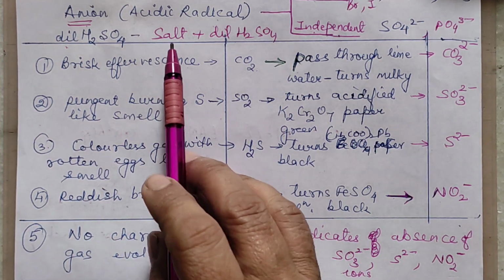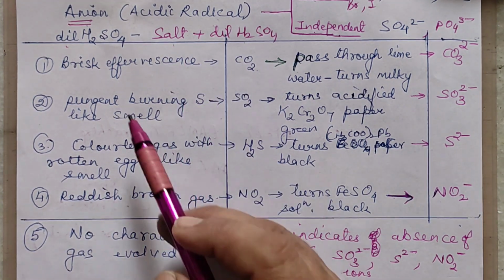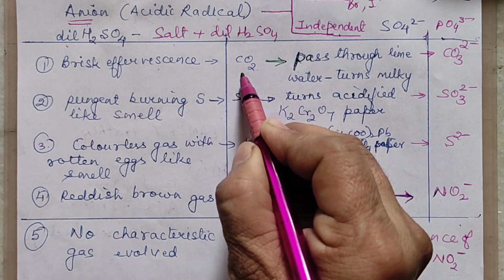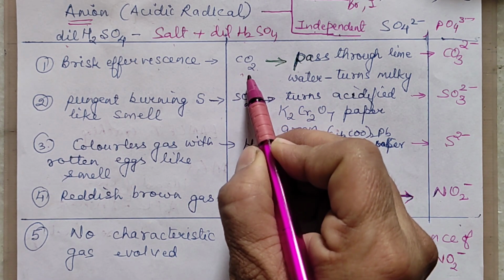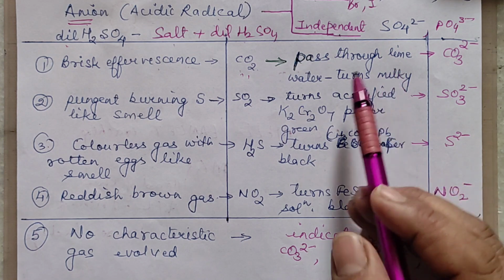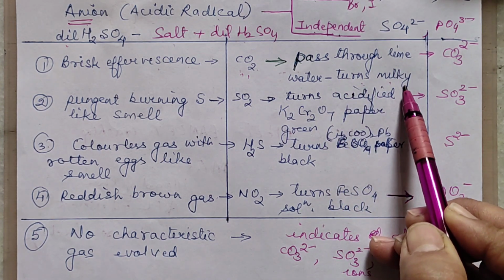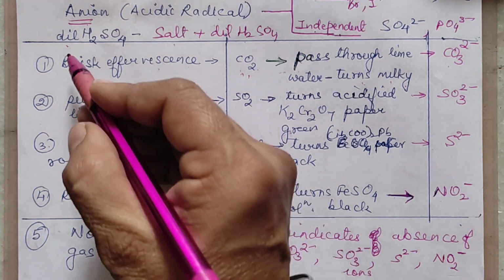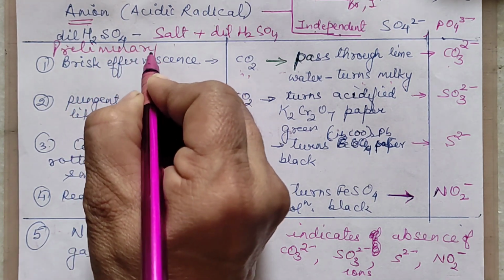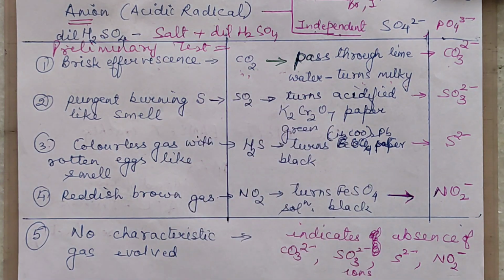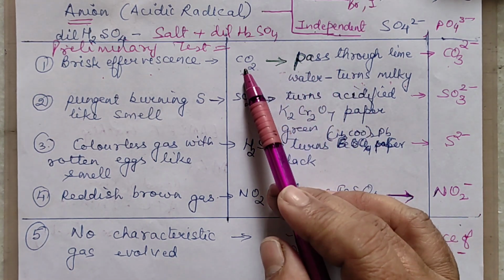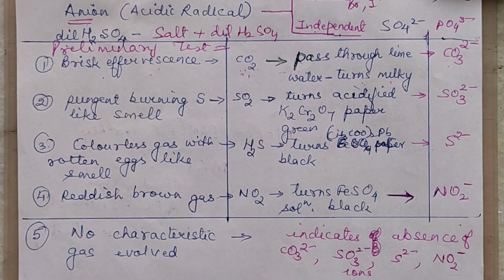For example, if you add dilute sulfuric acid to the salt and you get brisk effervescence, fast bubbling of a gas, the gas evolved is carbon dioxide. How do you check the gas is carbon dioxide? You pass the gas through lime water, that is, into another test tube containing lime water. It will turn milky. This indicates the presence of carbonate ion. These are preliminary tests for the ions.